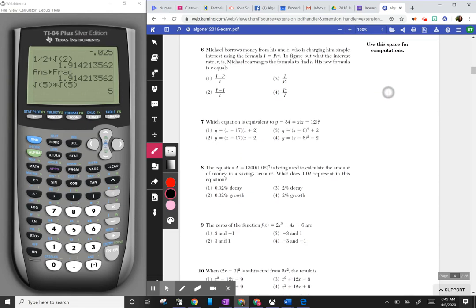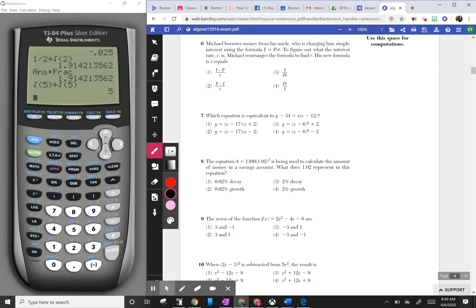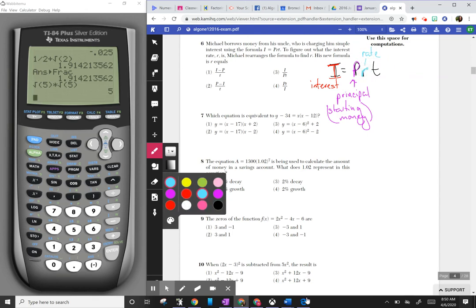Okay, question number 6. Michael borrows money from his uncle, who is charging him simple interest using the formula I equals PRT. Okay, and I equals PRT. We have I being the interest. We have P being the principal, which is basically like the starting money. We have R, which is the rate, and we have T, which is the time.